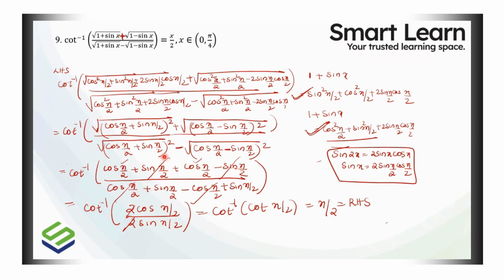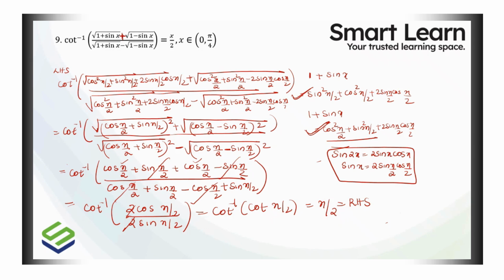So after this I can cut sin x by 2 with sin x by 2, and cos x by 2 with cos x by 2. So the numerator is 2 cos x by 2, denominator is 2 sin x by 2. 2 cancel, cos by sin will be cot. So cot inverse of cot x by 2 will be x by 2.